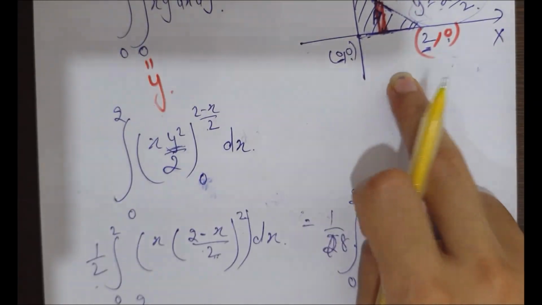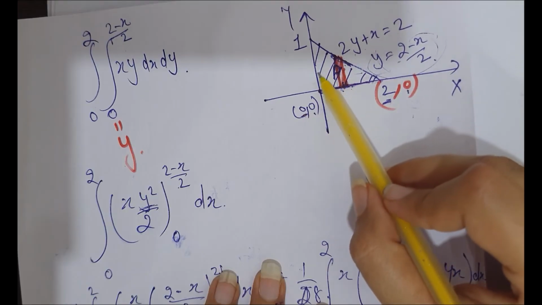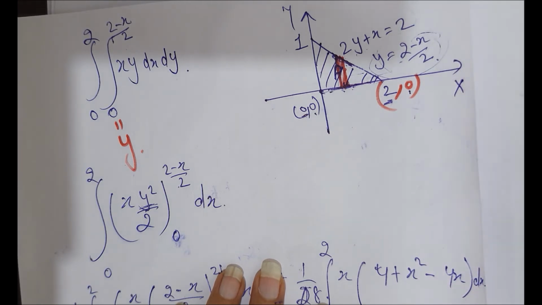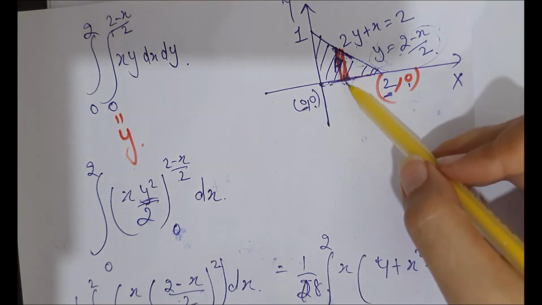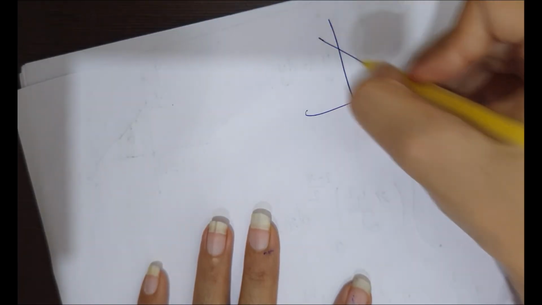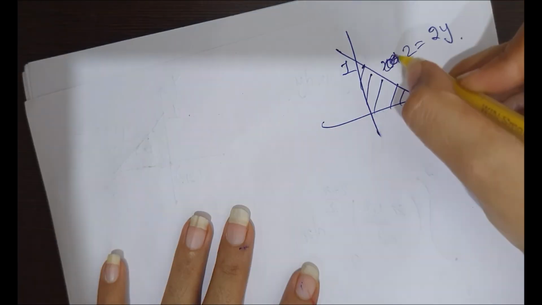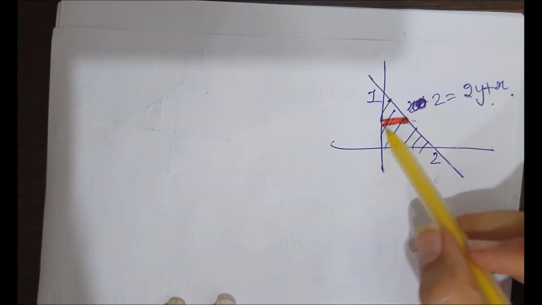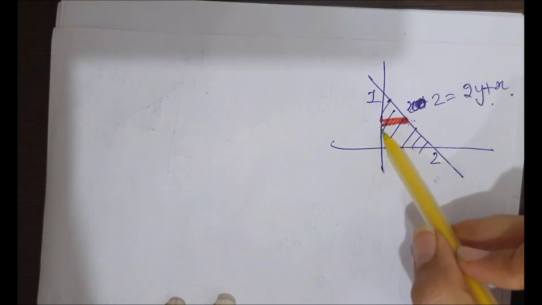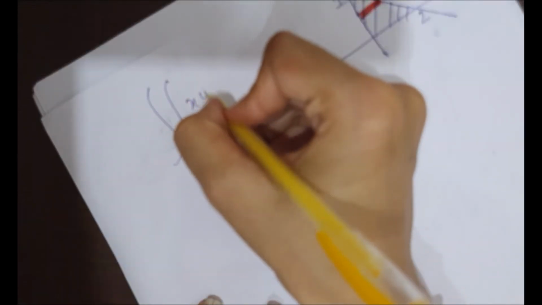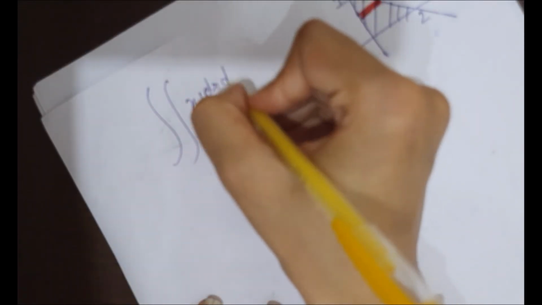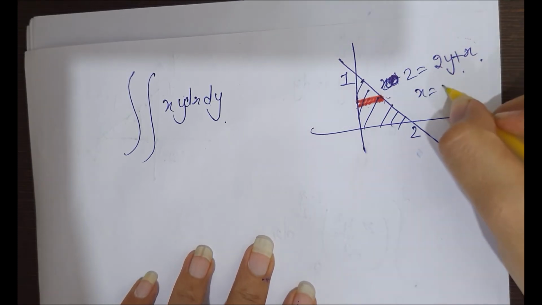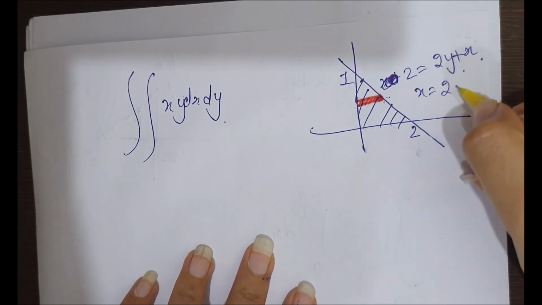Now an alternate method to solve this question is to take this strip horizontally. As it is not mentioned in the question whether you have to take a vertical or horizontal strip, I have shown you with the vertical strip. Now let's try it with a horizontal strip also. The equation of the line is this. When we take a horizontal strip, the limits of x will be variable. The function is xy dx dy. For that we have to find the value of x here. The value of x comes out to be 2 minus 2y.